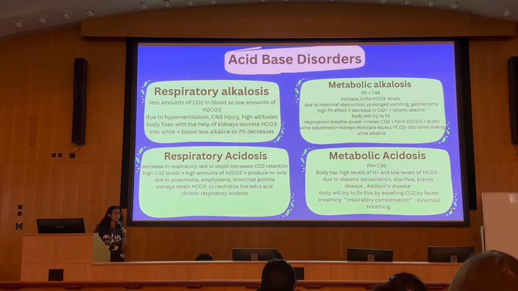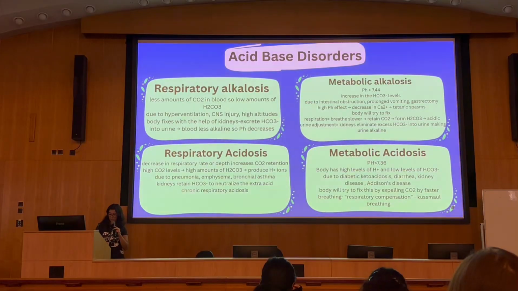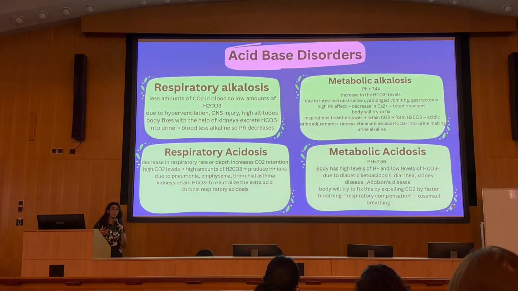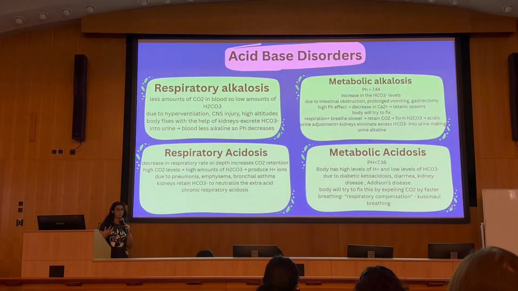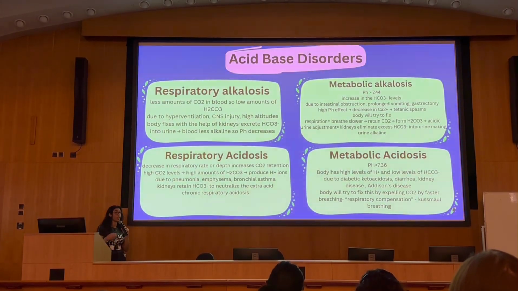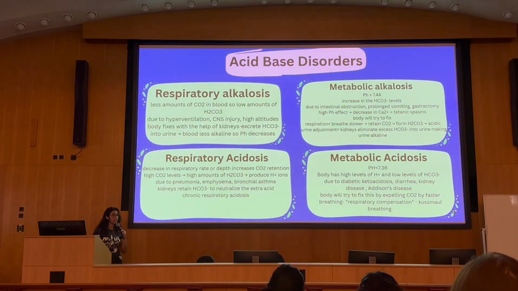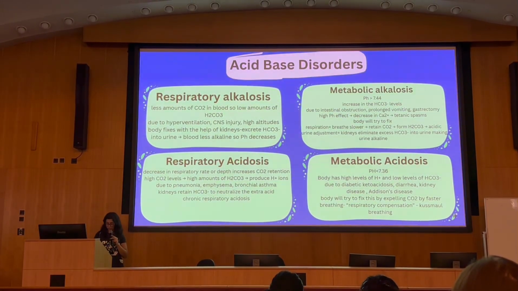Metabolic alkalosis happens when there's too much base, often from vomiting or diuretics. So when we vomit, we're getting rid of the substances in our gastric juice, which are high in acid. They're very acidic. So when you vomit, your body goes into a state of metabolic alkalosis.